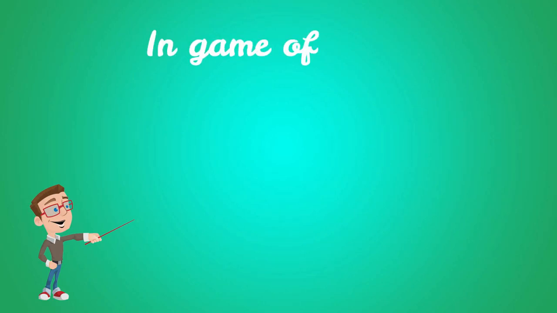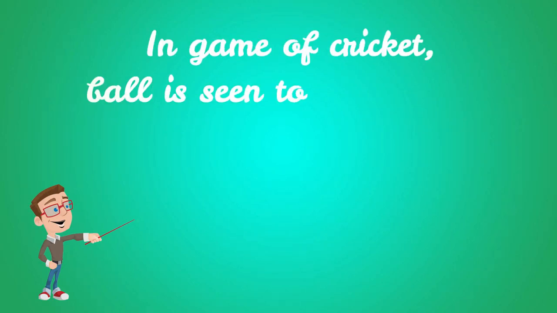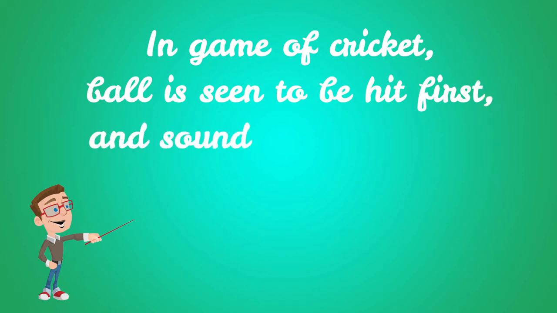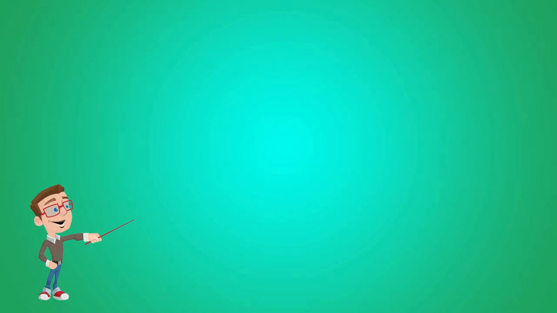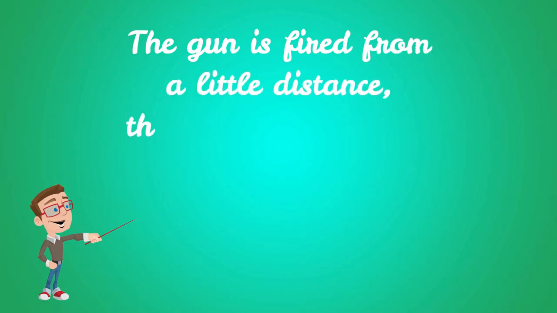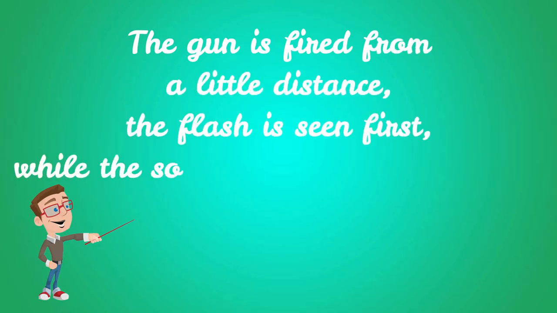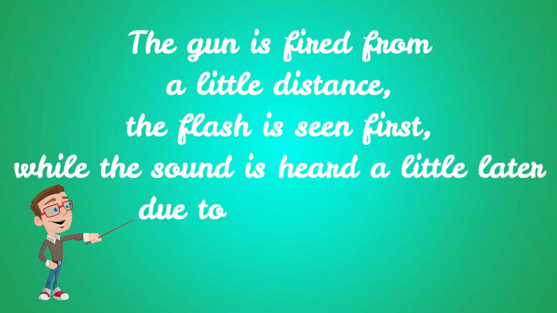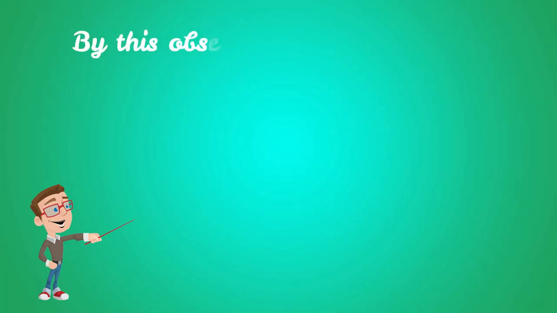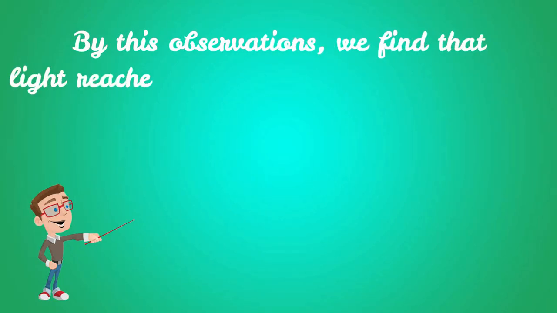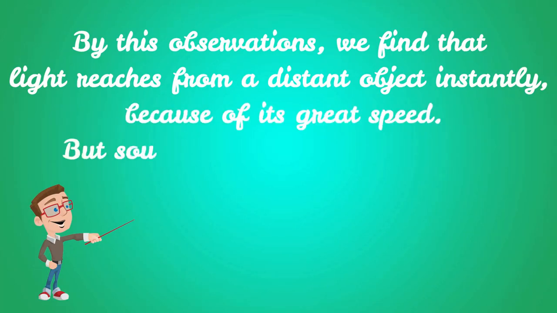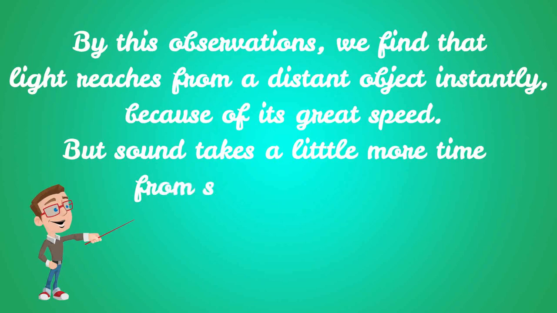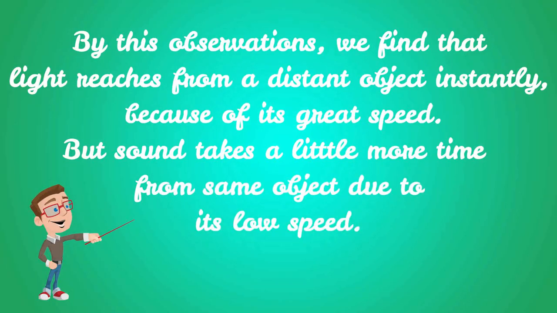Even in the game of cricket, the ball is seen to be hit by the bat first and the sound of hitting is heard a little later, for the same reason. Even when a gun is fired from a distance, we see the flash of light first and the sound of the gunshot is heard a little later. We have the same reason. From these observations, we find that light reaches us from a distant object instantly because of its great speed, but sound takes a little more time to reach us from the same object due to its low speed.